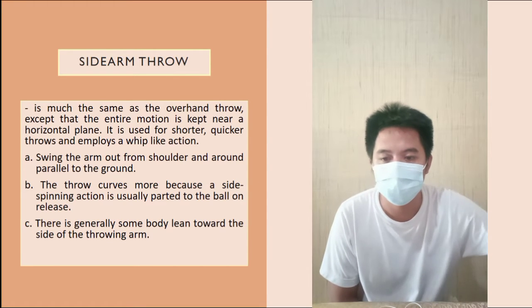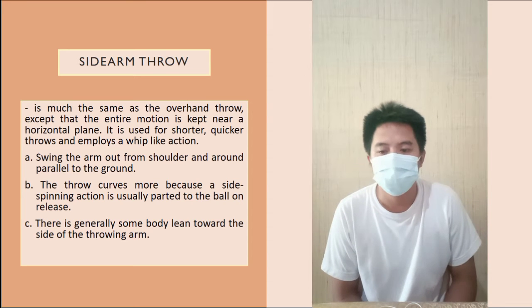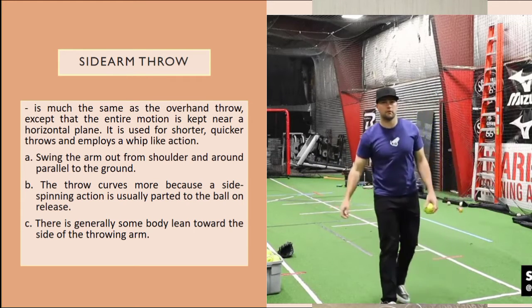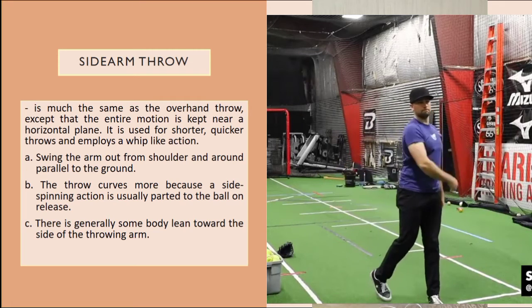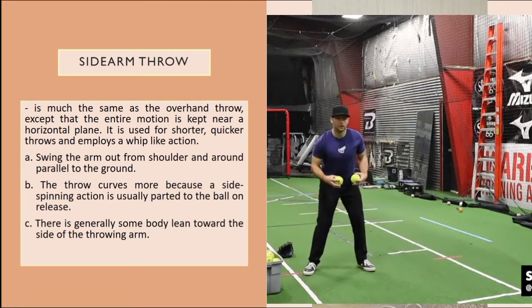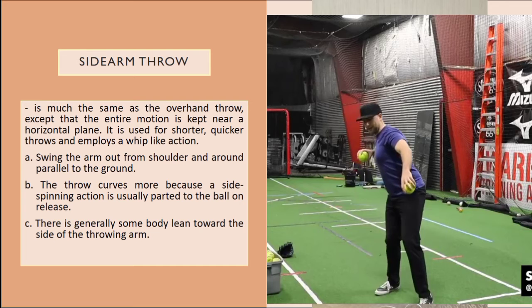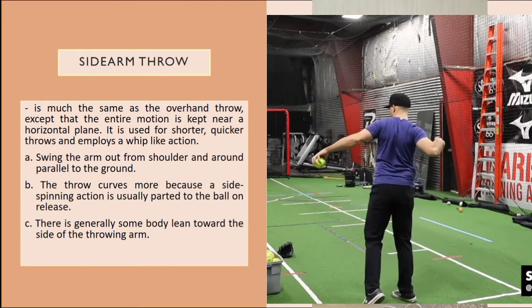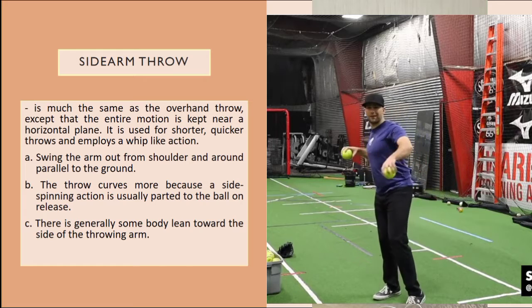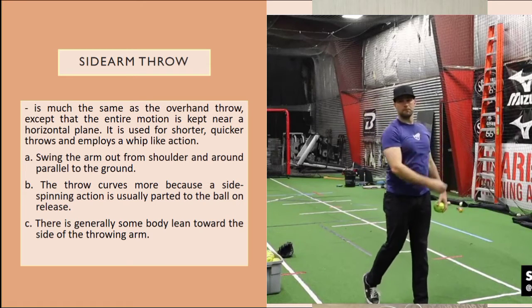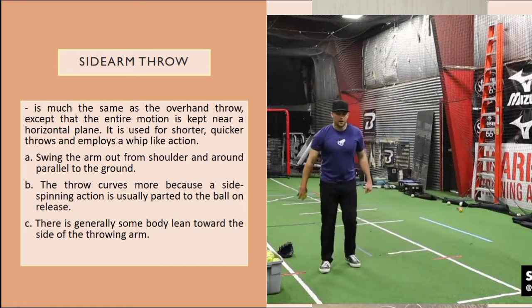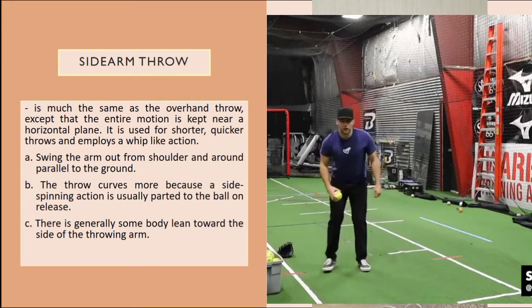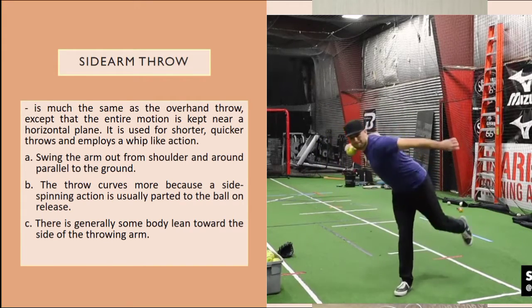Next is the side arm throw. The side arm throw is much the same as the overhand throw except that the entire motion is kept near a horizontal plane. It is used for shorter, quicker throws and employs a whip-like action. Swing the arm out from the shoulder and around parallel to the ground. The throw curves more because a side spinning action is usually imparted to the ball on release. There is generally some body lean toward the side of the throwing arm.